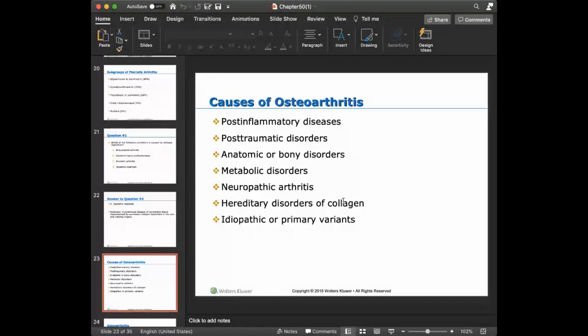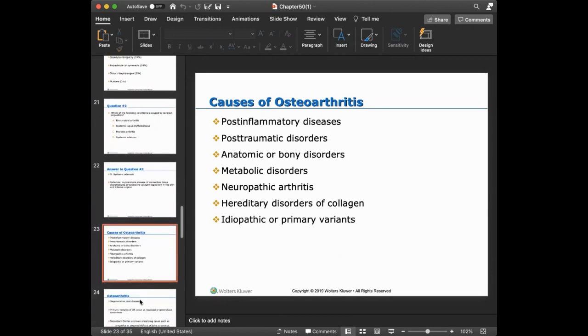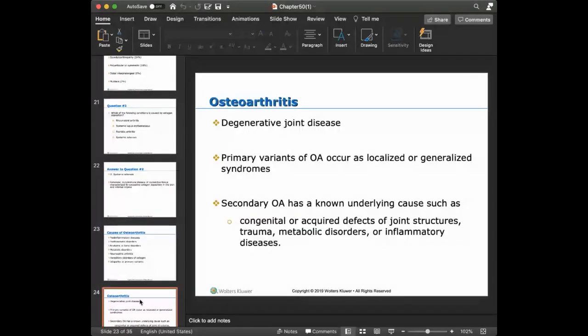If they have a genetic disorder that causes an increased production of collagen that leads to the stiffening of their joints or even the stiffening of their internal organs, that can also increase their risk for osteoarthritis. And then sometimes we just don't know where it comes from. It just develops out of nowhere. So that would be considered idiopathic. Osteoarthritis, similar to the other conditions we've talked about, is degenerative. So over time it progressively gets worse.